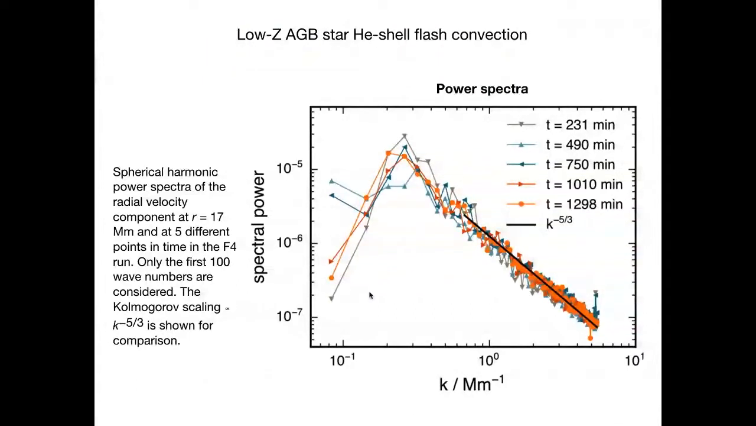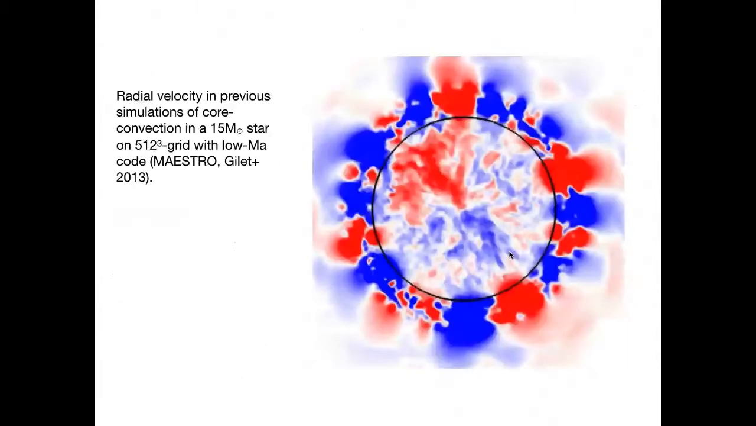And for that simulation, we have derived, for those of you who care, a power spectrum of the radial velocity component at a particular radius. And you can see that for a large range here, we are recovering the classical Kolmogorov scaling that is characteristic for turbulent flows.